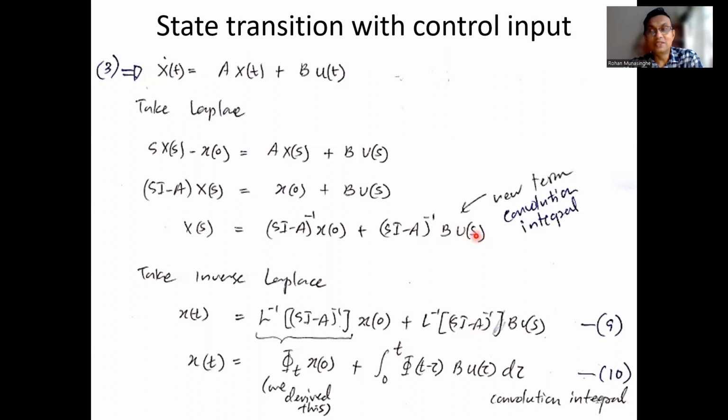See, this U(s) is a Laplace function. (sI minus A) inverse is also a Laplace function, and two Laplace functions are multiplying together. When it happens, we know it is a convolution integral.